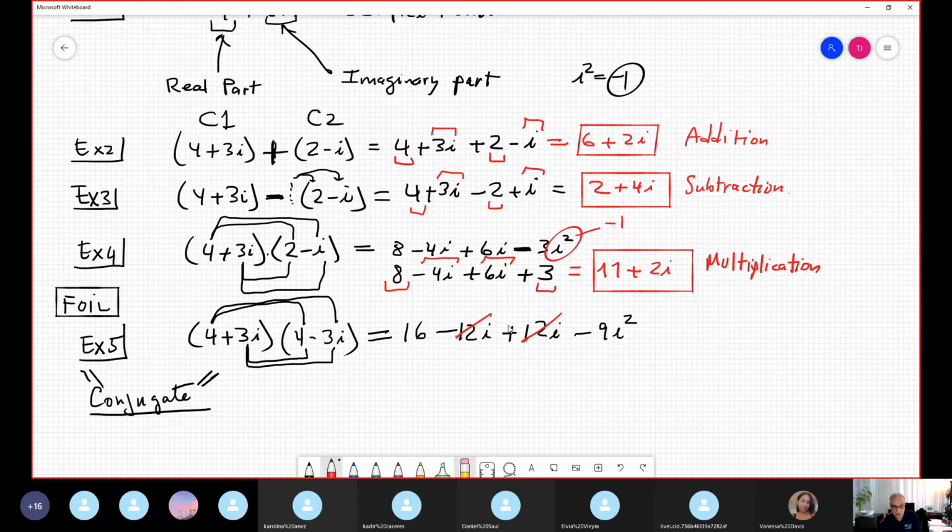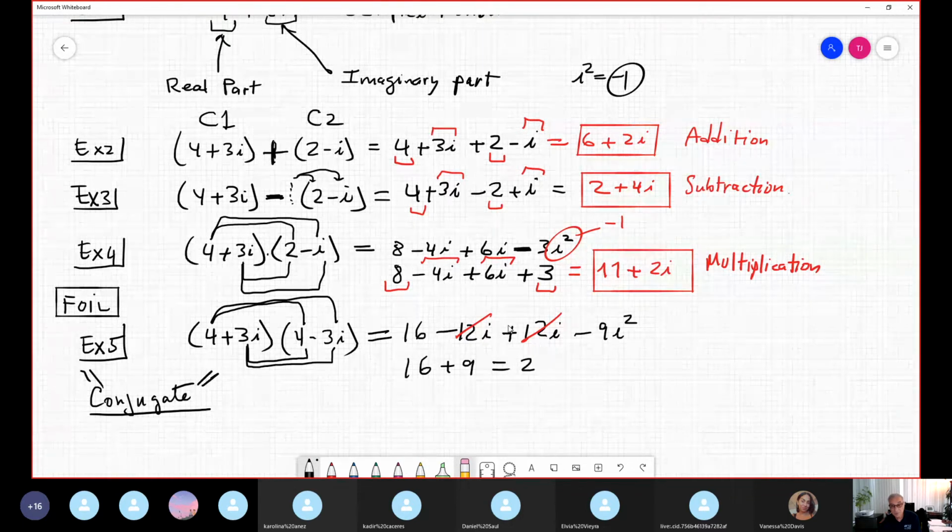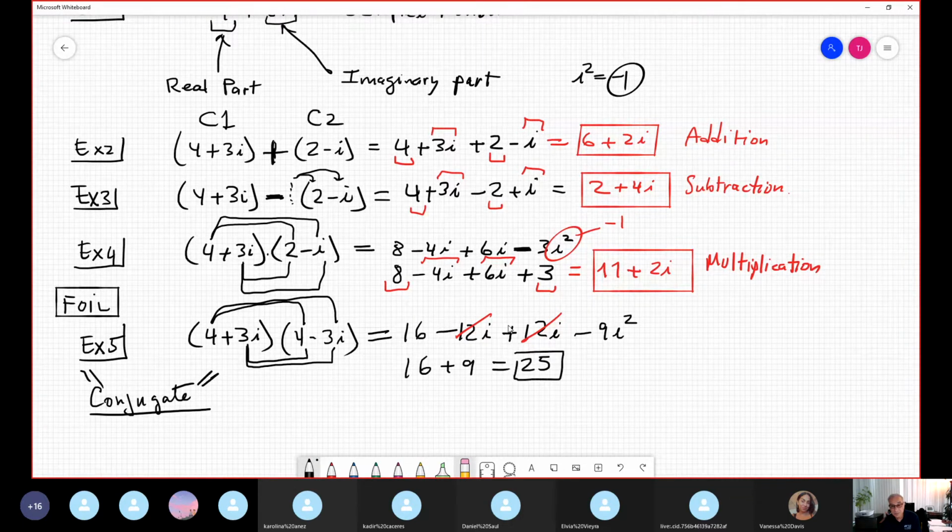Secondly, what is the real number? What is the answer? Well, I replace i squared with negative 1. So, 16 plus 9 is 25. Final answer. It's weird, but it's important. This is a special multiplication.